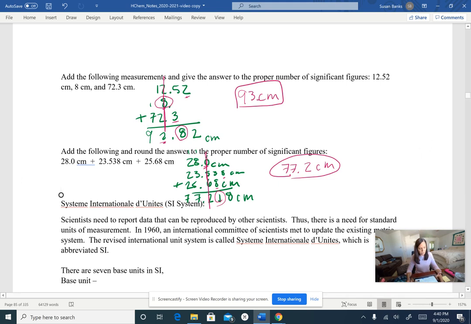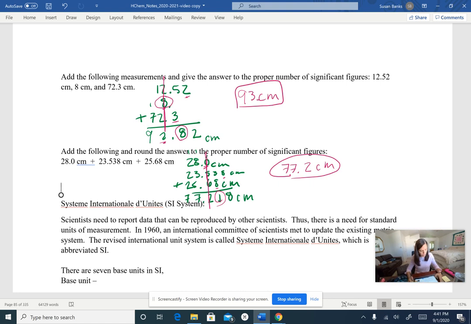So, today we are going to talk about a few things. We're going to talk about the metric system, otherwise known as the SI system, and we're going to start talking about unit conversions and how we do that. So, pay attention. Hopefully, you're a little bit familiar with the metric system because we are going to use it for the rest of the year this year.